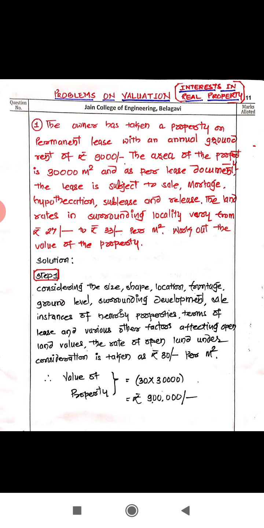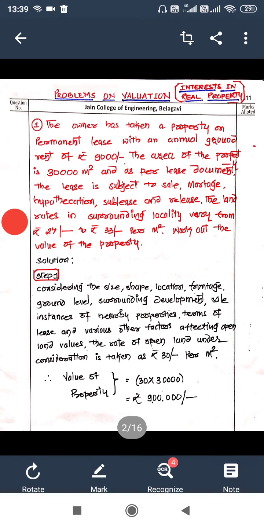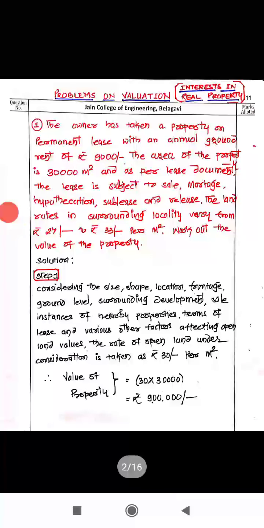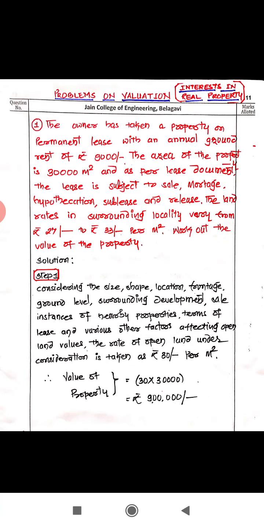Now in this problem they have asked us to determine the value of the property, and we are going to solve this in two steps. Our intention is to get the net value of the property, and to get that you require two things. One is the value of the total property, and then we are going to go for the deductions. That deduction we are going to do is for the year's purchase. So we are going to discuss those things.